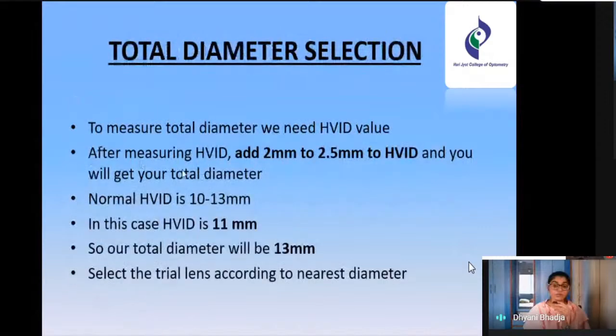To measure total diameter, we need HVID, which we also measured, which is 11. After measuring HVID, add 2 mm to 2.5 mm to HVID and you will get your total diameter. So here HVID is 11 mm, add 2 mm to it, so our total diameter will be 13 mm. Select the trial lens according to the nearest diameter.